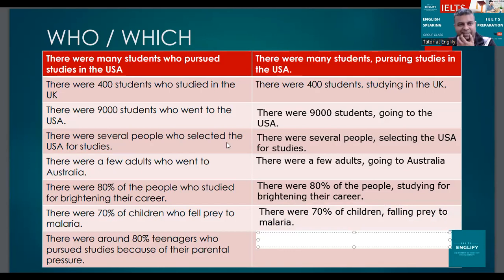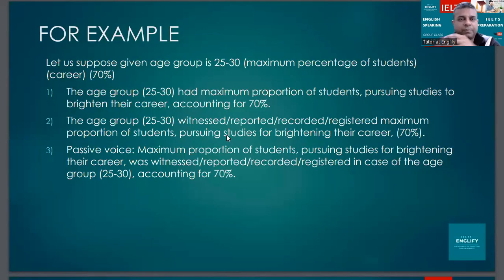Right? For example, let's suppose you are given the age group 25 to 30, and you find in your bar chart or any representation the maximum percentage of students, career 70%. So how can we write that sentence using this? As you can see on your screen, the age group 25 to 30 had the maximum proportion of students pursuing studies to brighten their career, accounting for 70%.